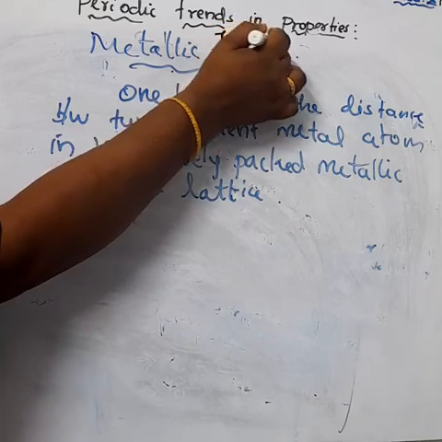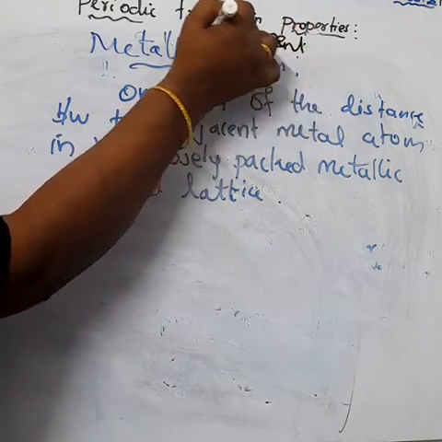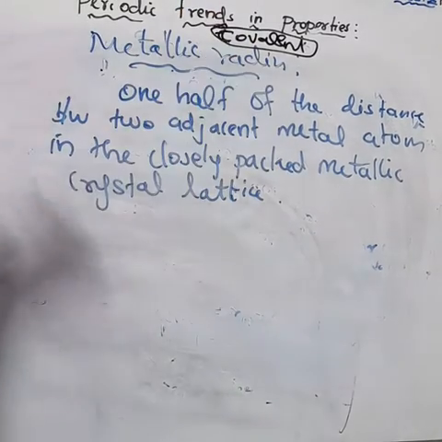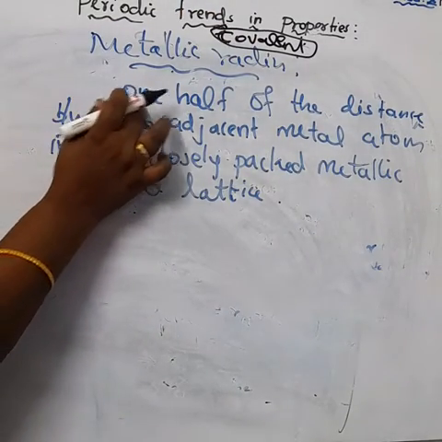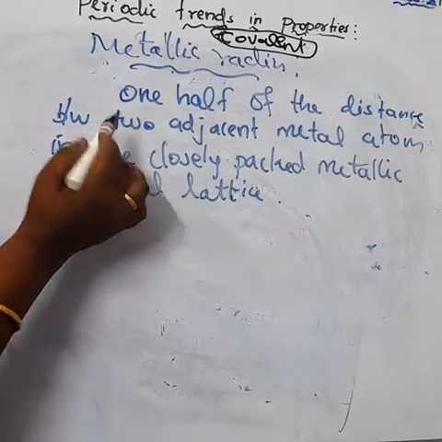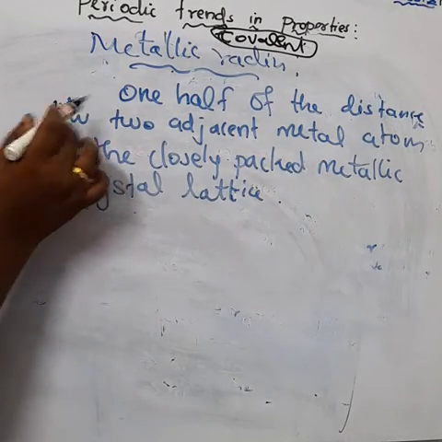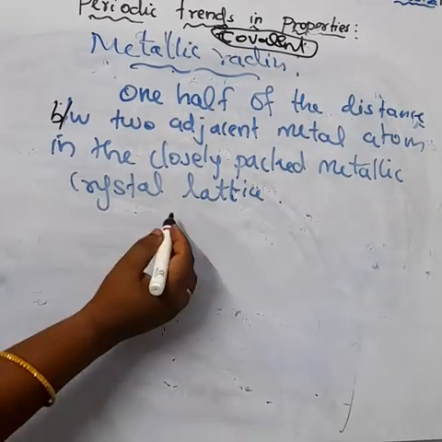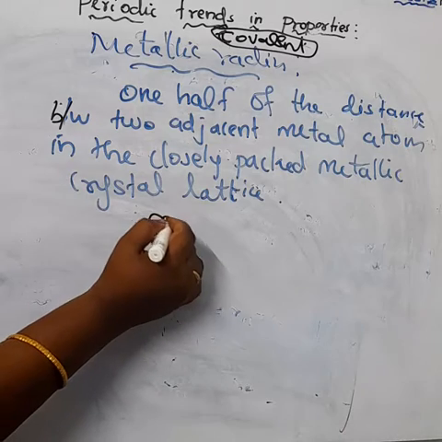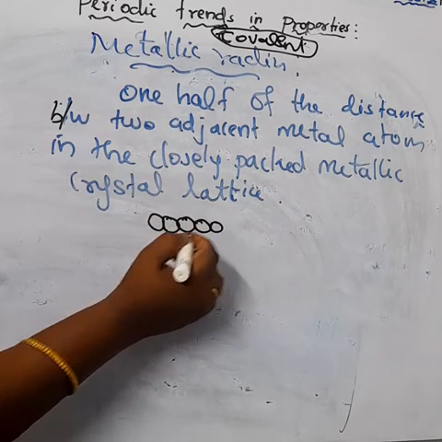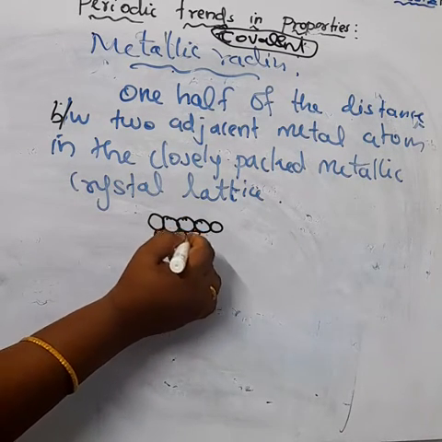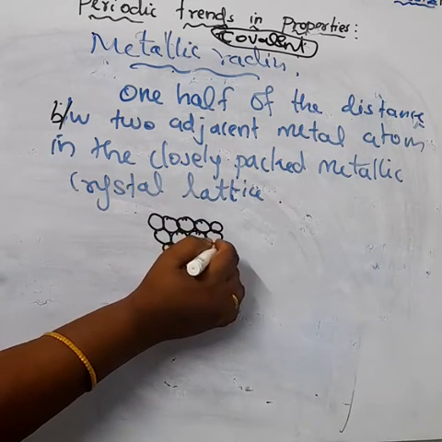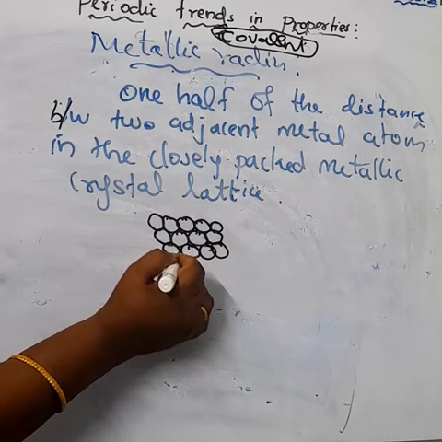Okay, we already studied the covalent radius. Now we are going to study the metallic radius. It is defined as 1/2 of the distance between two adjacent metal atoms in the closely packed metallic crystal lattice. Here, closely packed metallic crystal lattice means this is the metallic crystal lattice, and the atoms are arranged closely packed. This is the crystal lattice structure.